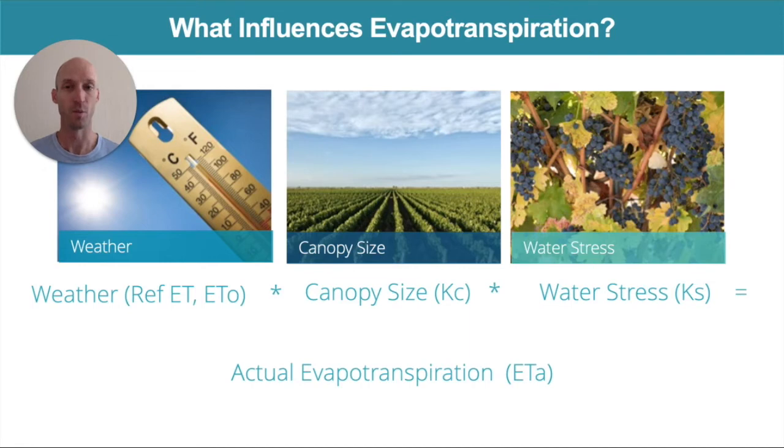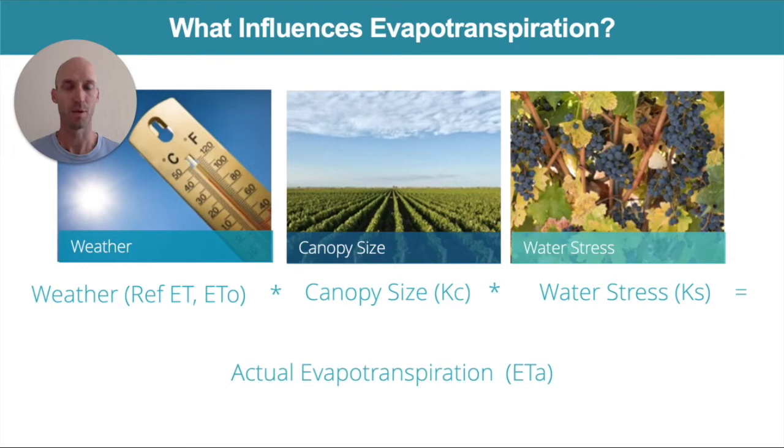The influence of the weather is known as the reference ET. Reference ET is the amount of water a well-watered lawn would use given the current weather conditions. The influence of the canopy size is known as the crop coefficient. The crop coefficient tells us this is the size of the plants in this field compared to a lawn. The influence of the water stress is known as the stress coefficient, or FieldStat.